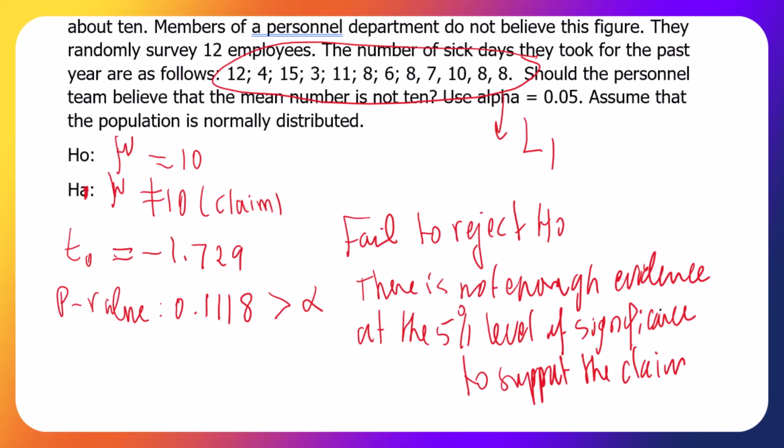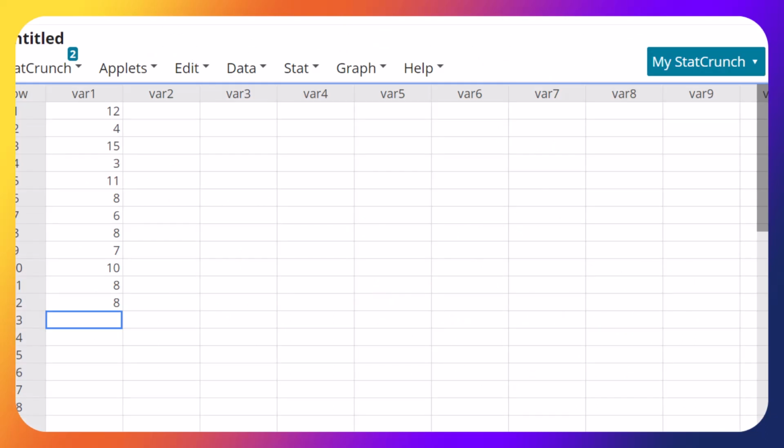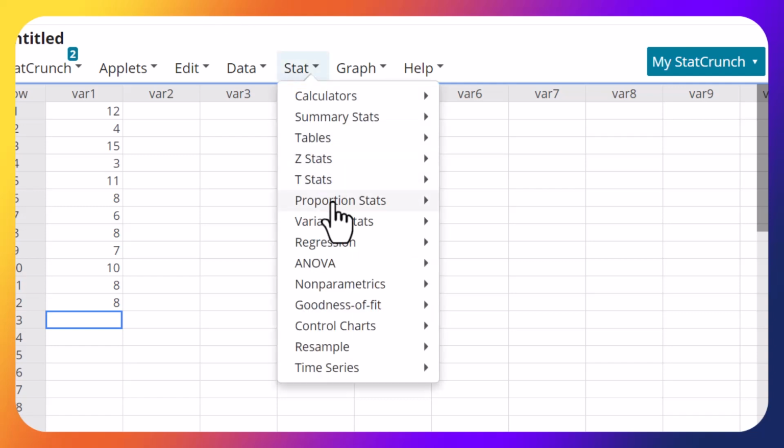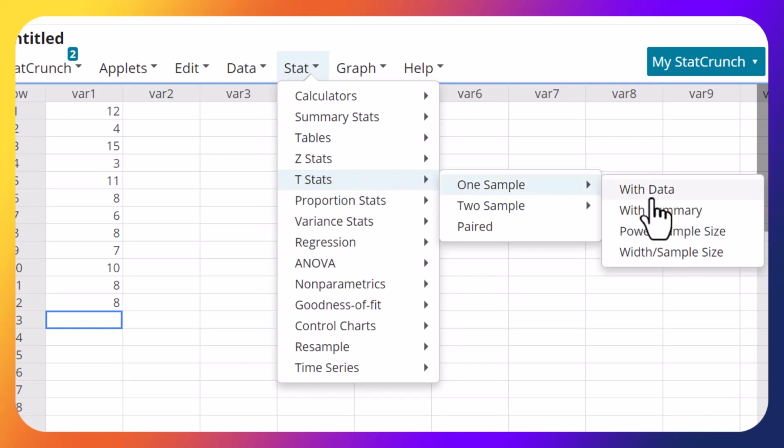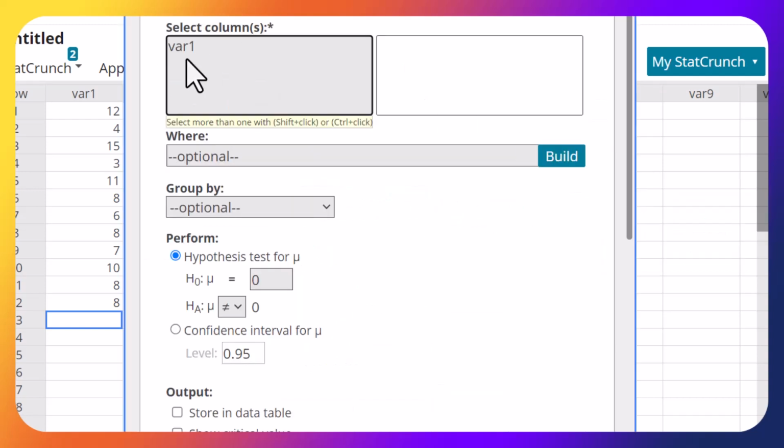How do you do this with StatCrunch? Let me show you how to do that with StatCrunch. So what I did, guys, I put the data into variable 1 in StatCrunch. And now I'm going to go to stat, T stats, one sample, but this time with data. Select the column where your data is in. We're testing the hypothesis against what number? You need to change the 0 here to 10 this time. And our alternative is not equal to 10.